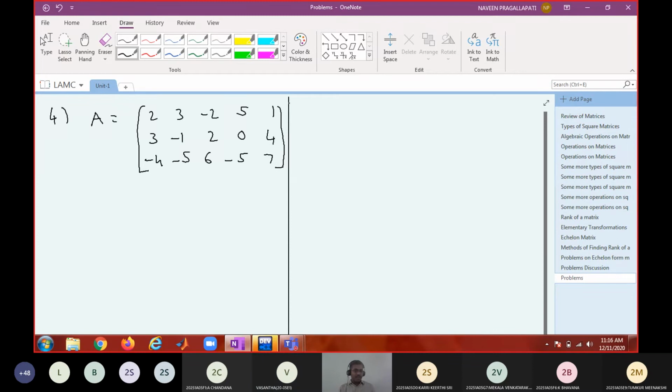So first row: 2, 3, minus 2, 5, 1. So this is a 3 by 5 matrix, right? Next row: 3 minus 1, 2, 0, 4. Then minus 4, minus 5, 6, minus 5, 7. You can use your calculators and try to do it.